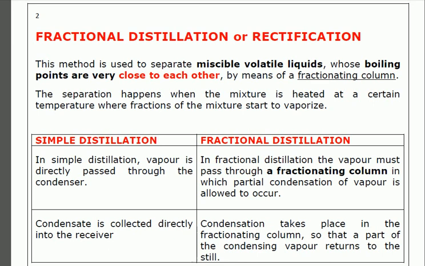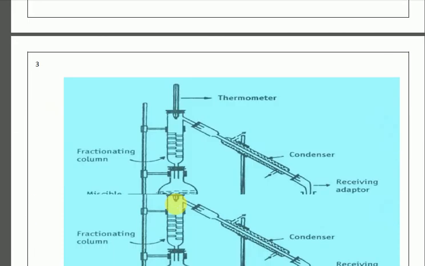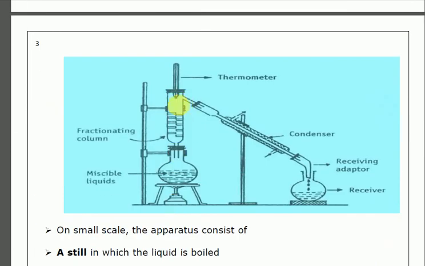Now, what is the major difference between fractional distillation and simple distillation? In case of fractional, we basically use a fractionating column. See this. This is the fractionating column. In your simple distillation, you don't have this part. What happens is the vapor comes out, it directly goes into the condenser and gets collected into the receiver.